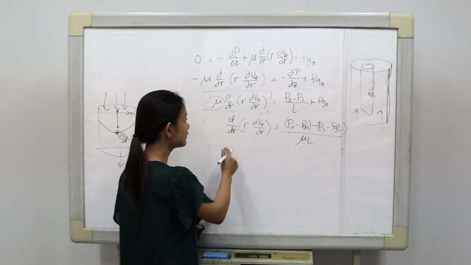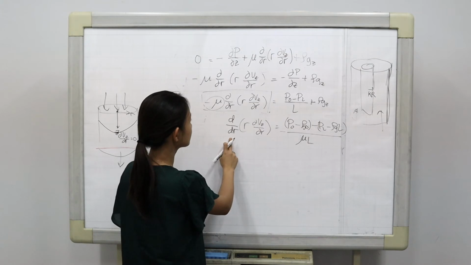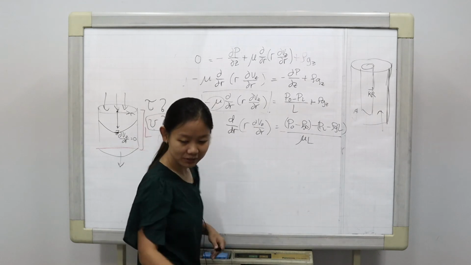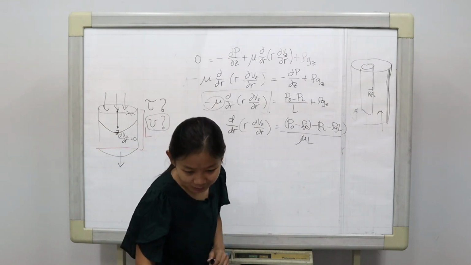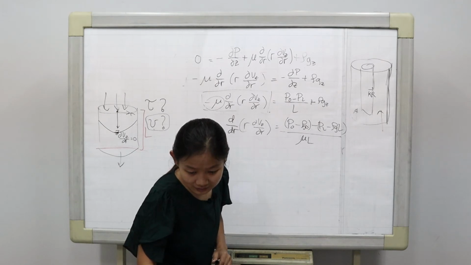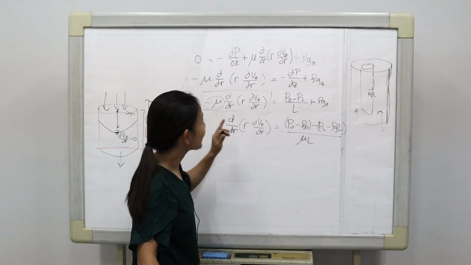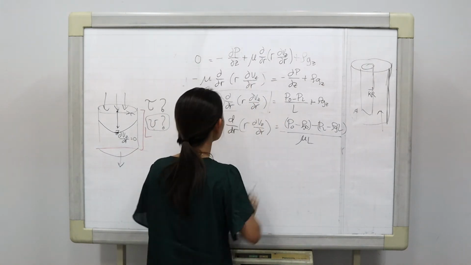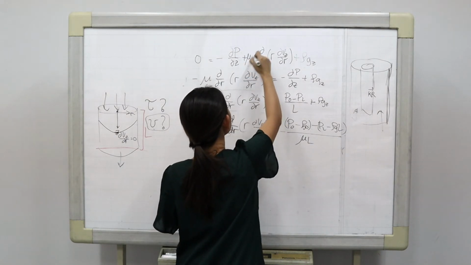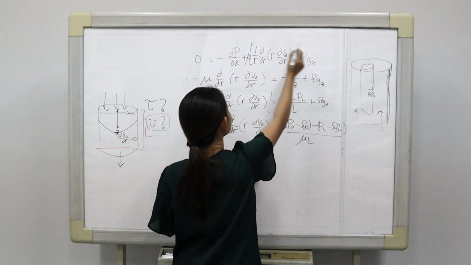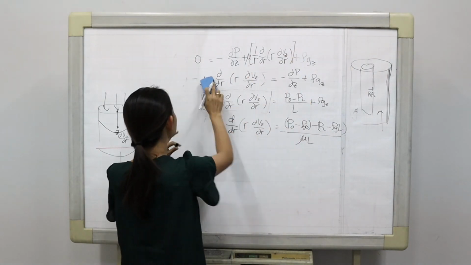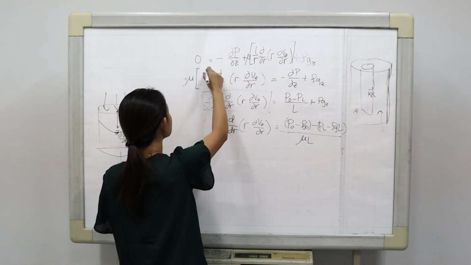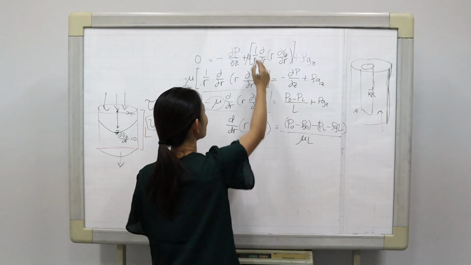Do I miss something from the table? Please wait, let me check. Yes, I missed something. Mu times 1 over r should be over here. This doesn't look right. Minus mu, 1 over r. Yes, I missed 1 over r from the table, sorry.